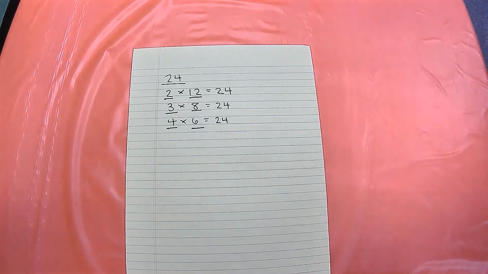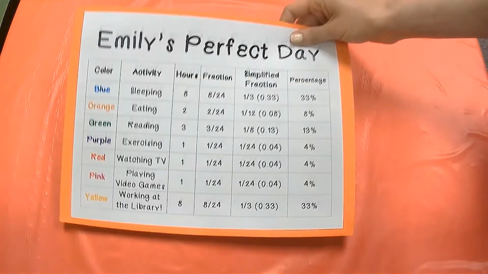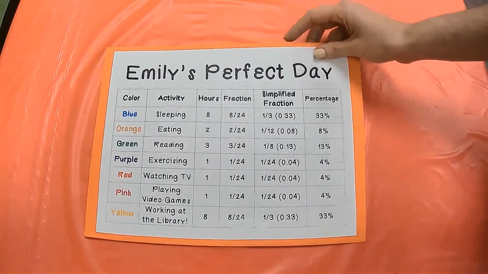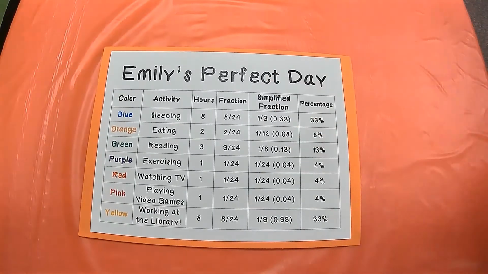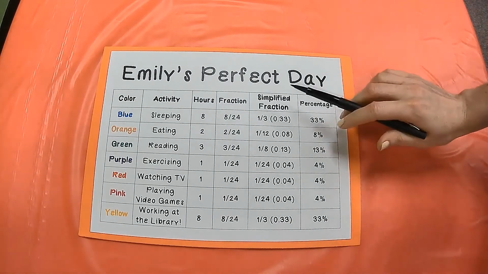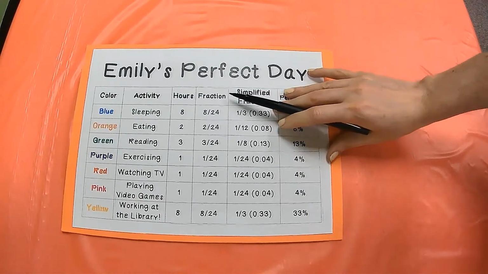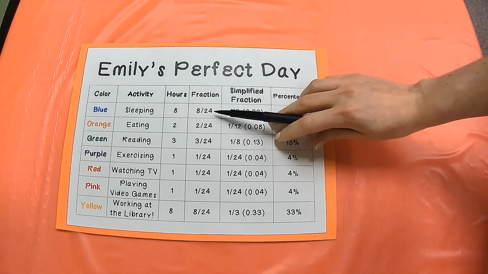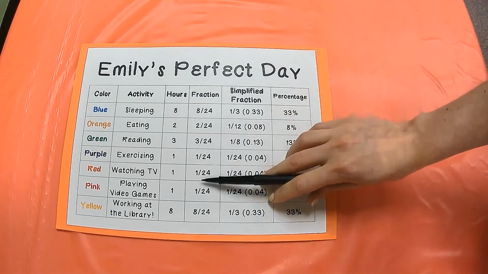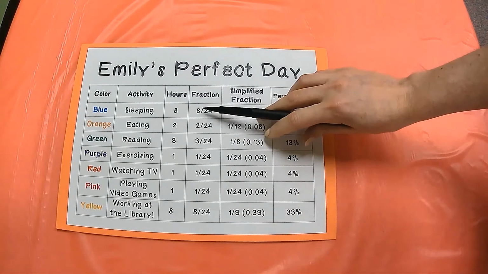Now, what we're going to do is take a look. Of course, you take a look at your example. You may want to watch what I do with mine first and then take a look at yours and figure out where to go from there. But we're going to go ahead and look at my example. Do you guys see any factors of 24 in my activity fractions here?